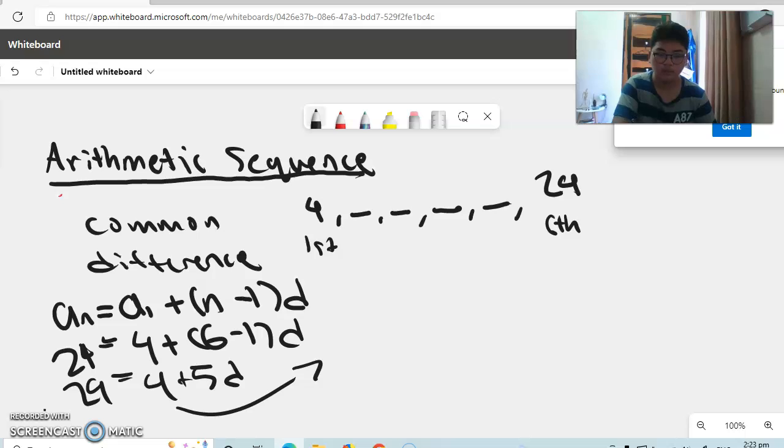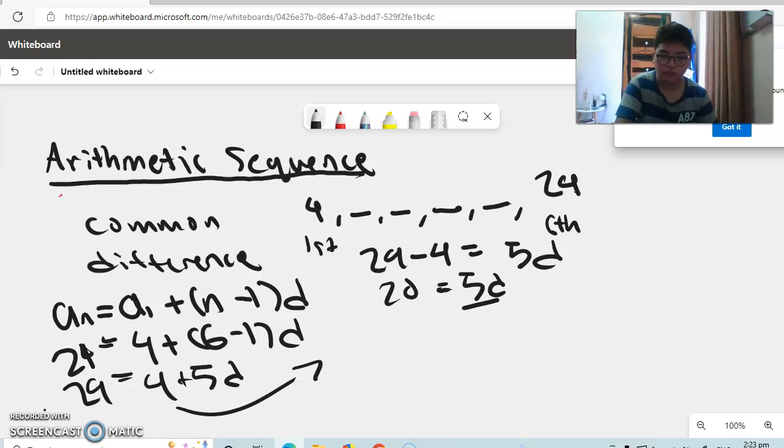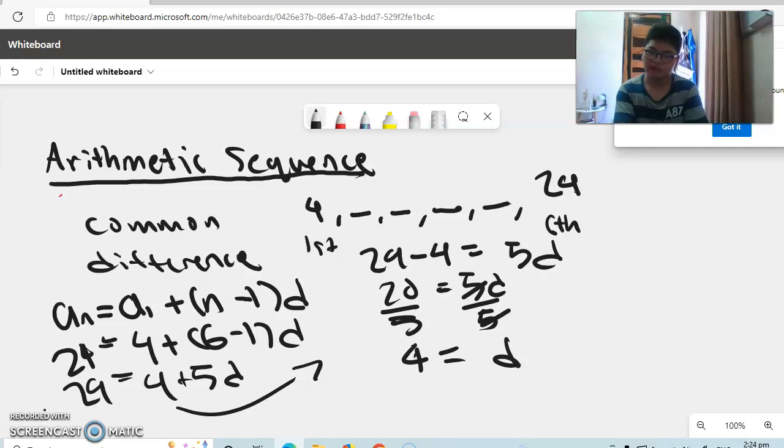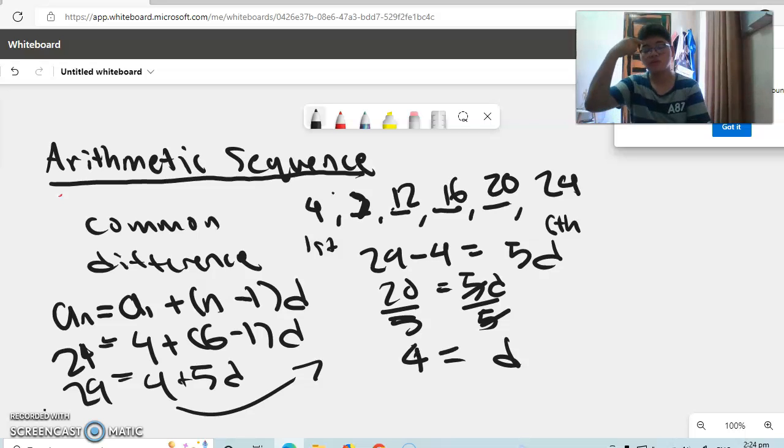Let's change it here. So now it's 24 minus 4 is equal to 5d. That of course is 20 equals 5d. And then now to divide, the answer for d is equal to 4. Now we found our common difference. So now 4 plus 4 is equal to 8, and then 12, and then 16, 20. And boom, we found the sequence.